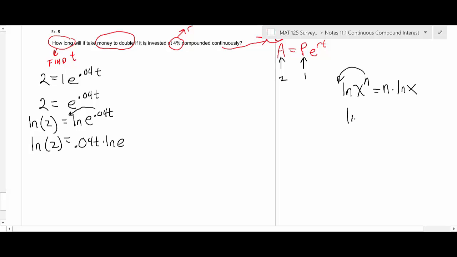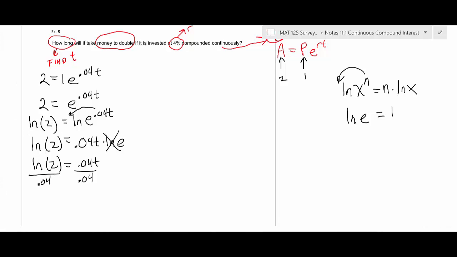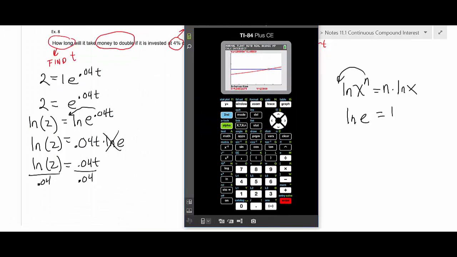The other thing that's important is ln of e equals 1. We'll get into much greater depth next week as to why that's true. So we're going to have ln 2 equals 0.04t, because that thing goes to 1. Then you can divide both sides by 0.04. Then we get the calculator out, and we just calculate this.